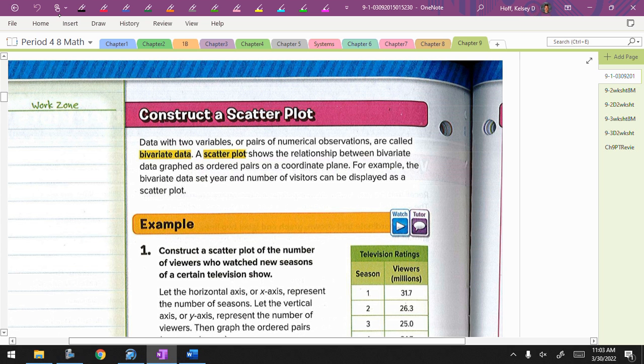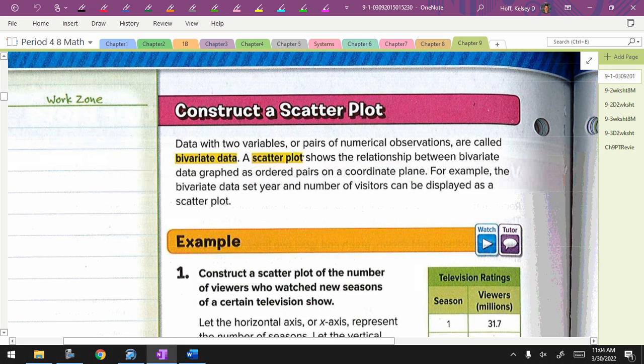Chapter 9 is going to draw in a lot of different skills that we've learned throughout the year. Okay. Today we're dealing with scatter plots. Scatter plots are dealing with data that has two variables, bivariate. You graph them as ordered pairs. One of the variables is on the x-axis, one is on the y-axis.